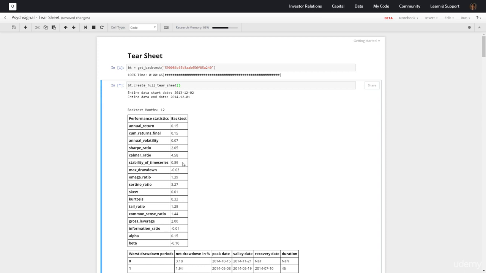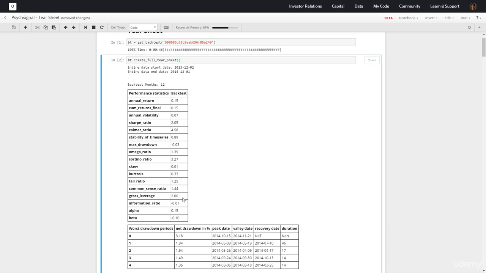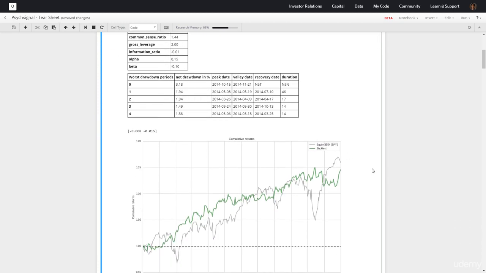The time series is also quite stable, 3% drawdown. Sortino is very high. The skew is basically 0. The leverage that it uses is around 2, and basically the beta and the alpha are very good. The beta is also very good as well. It's basically not really related to the market.